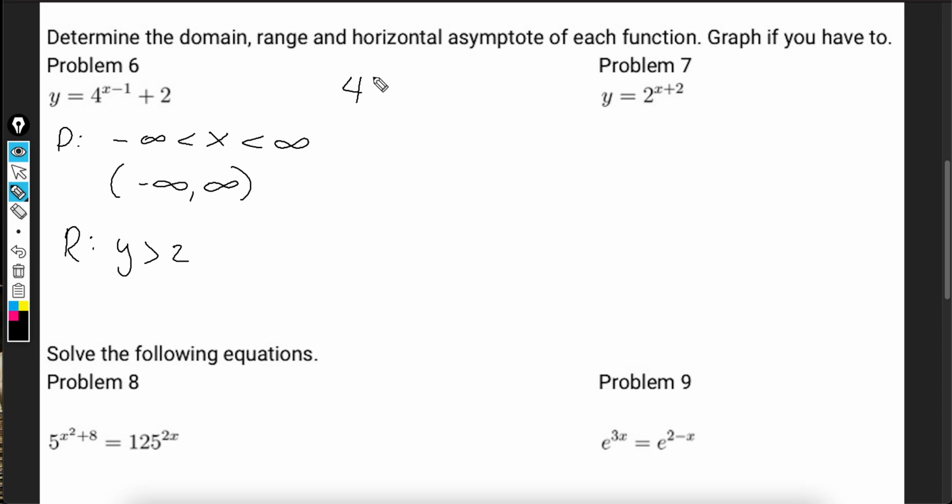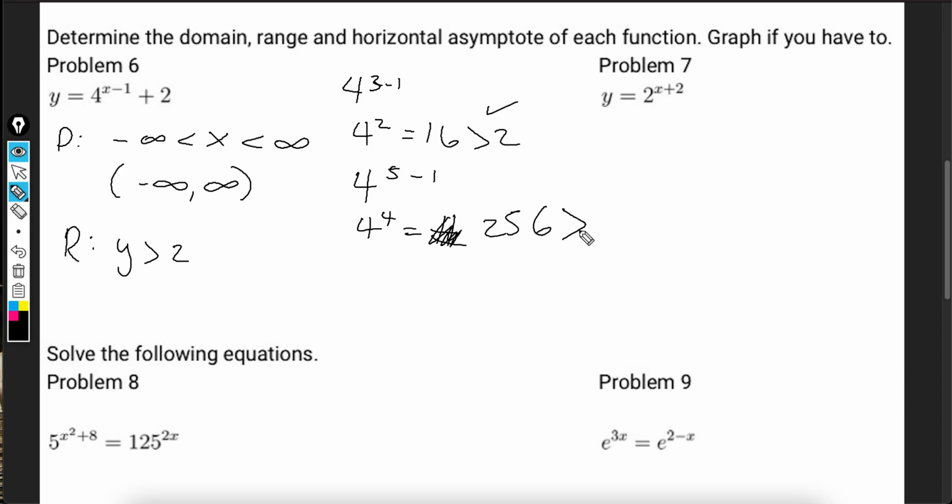Let's plug something in for x. I don't know, let's do 3 minus 1. That would be 4 squared, 16. Is 16 greater than 2? Yes. Let's do another one. Let's do 5 minus 1. That would equal 4 to the 4th power, which would equal a big number. 4 to the 4th power is 256. Is 256 bigger than 2? Yes. So that's how you find range.